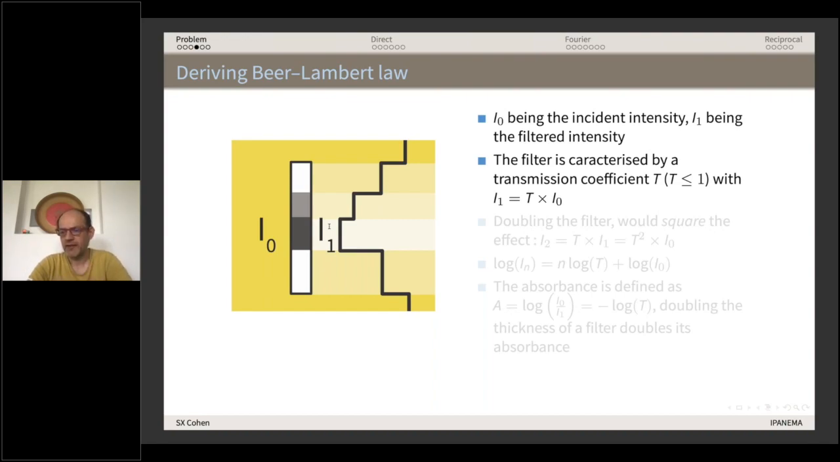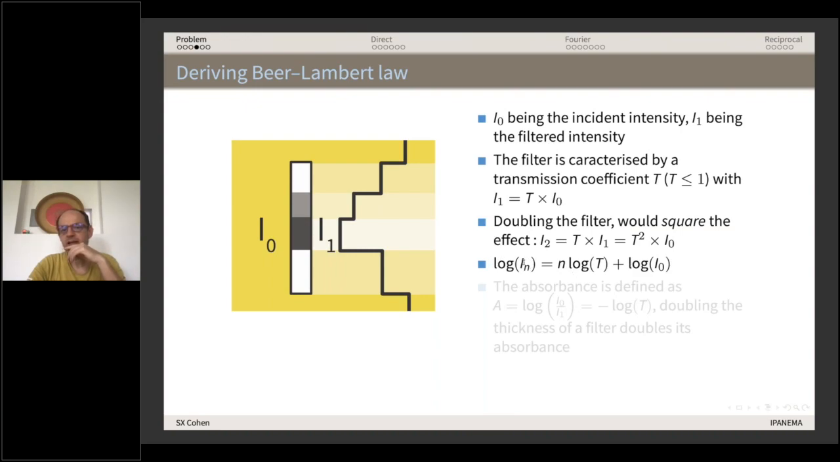Okay, there are some effects which bring more light, but in the current state, the most important regime in X-ray in this kind of imaging is dominated by attenuation. If I double the filter, I will square the effect. If I put a second filter behind the first one, it will have the same attenuation, which means that at the end I will have the square of the effect, and it means that I can write that in log scale in an easy way.